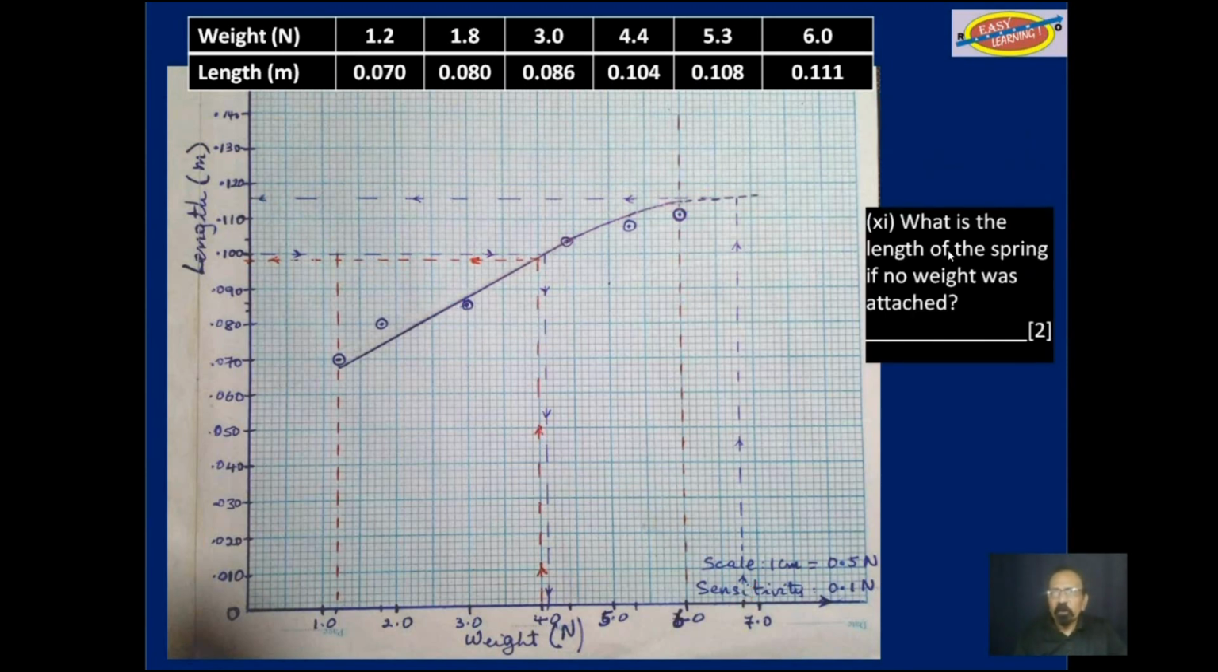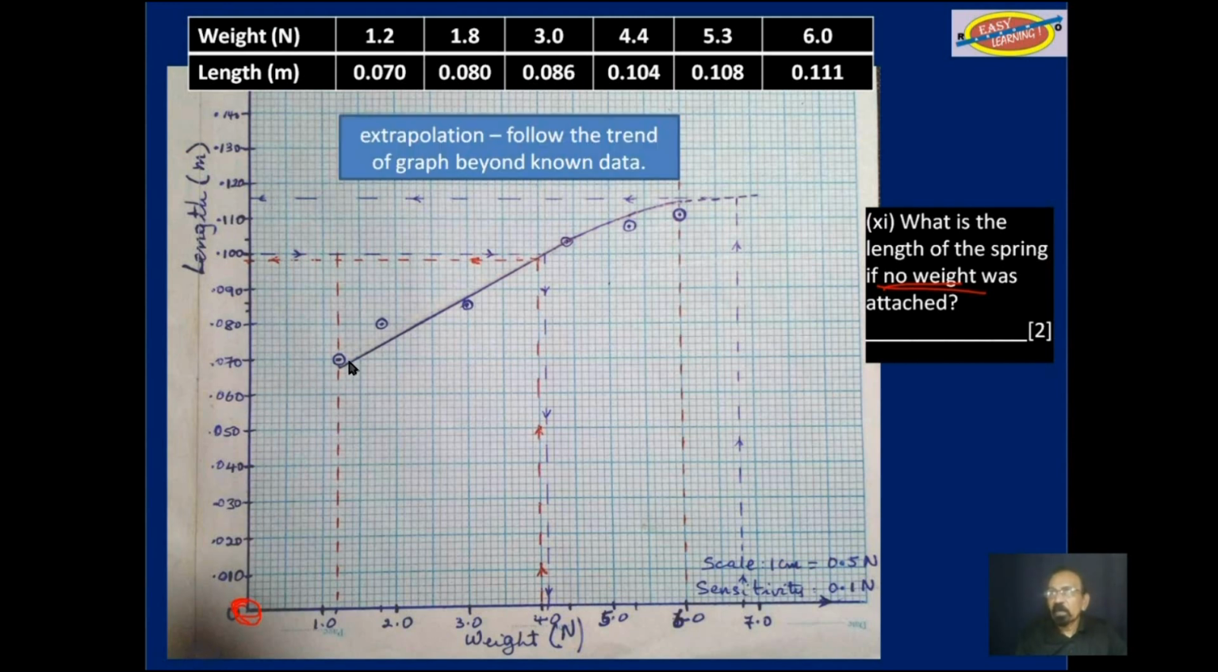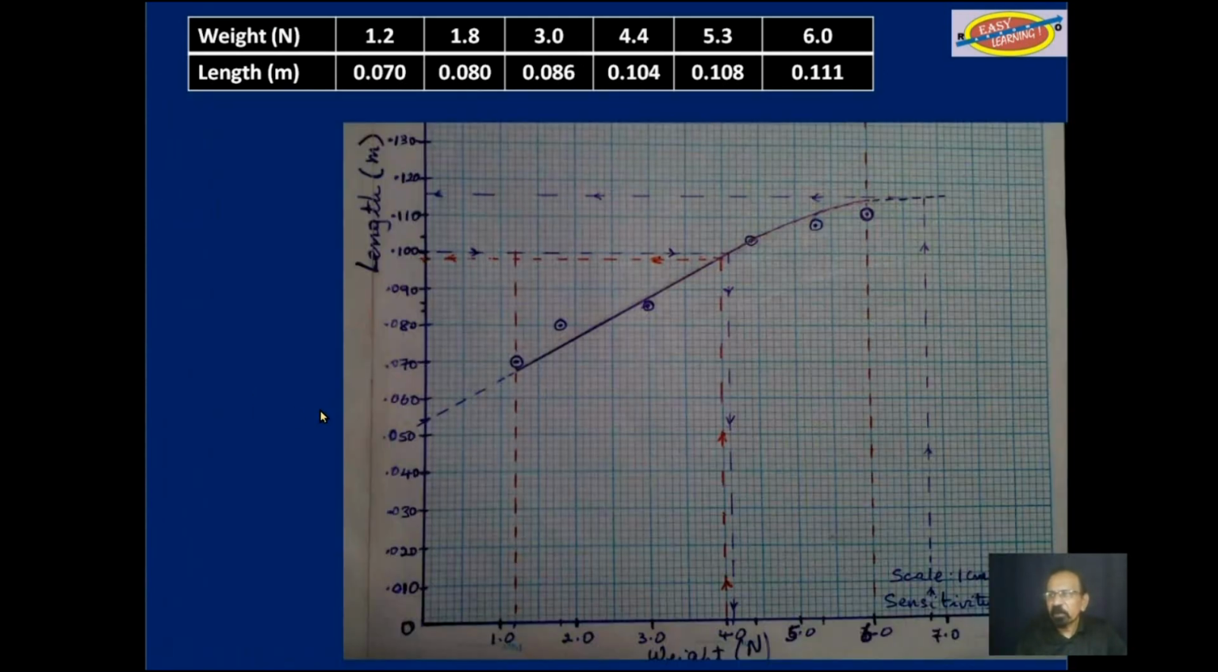What is the length of the spring when no weight was attached? Now, when the weight is 0, we are here. Again, we have to do extrapolation, but we have to come this way towards the left, because it is outside our known data range. And so we used extrapolation on the right here. We are now going to use extrapolation on the left here.